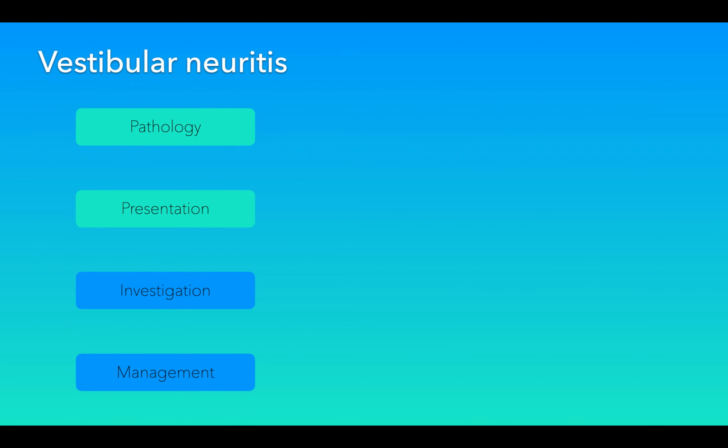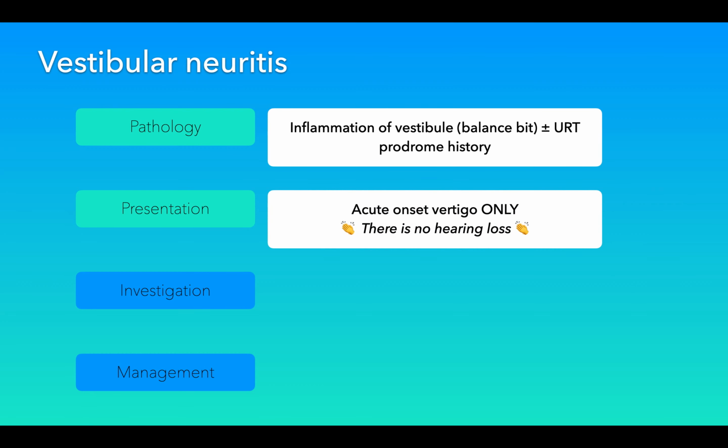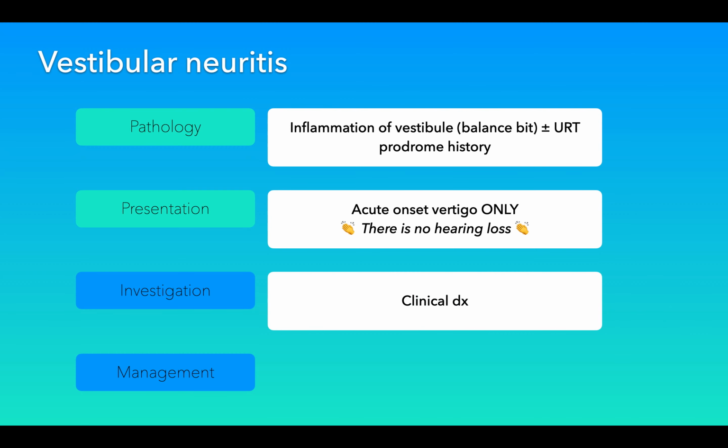Important anatomy there. So vestibular neuritis, we know that it's inflammation of the vestibule, or the vestibular nerve. Because of that, we can say that it's inflammation of the balance bit, and sometimes there's an upper respiratory tract prodrome history. They're going to present with acute onset vertigo only. There's no hearing loss because the lesion is specifically for the bit to do with balance. This is a key discriminator. If there's hearing loss, it can't be vestibular neuritis. It's a clinical diagnosis that you parse apart by seeing, is there hearing loss or not?